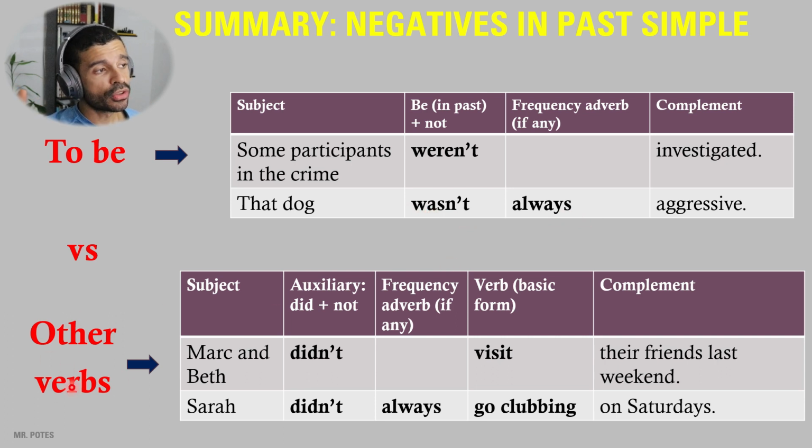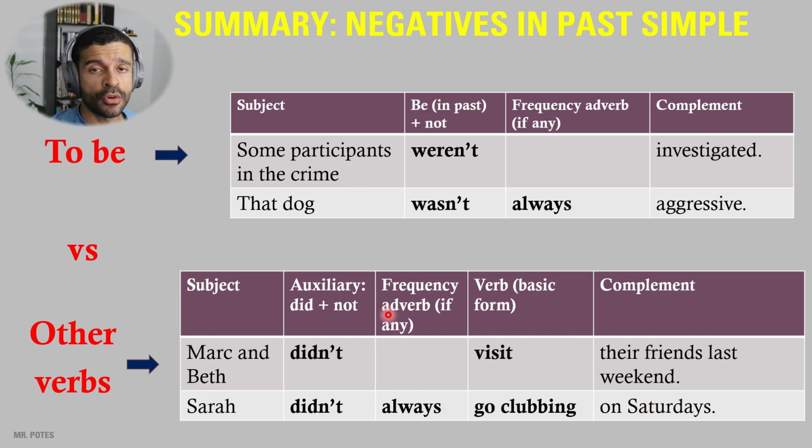Now, when we use other verbs, we have an extra word which is the auxiliary did, and it goes right after the subject. So, Mark and Beth, for example, didn't, which is the combination of did plus not, then the verb in the basic form, visit, and then complement. Mark and Beth didn't visit their friends last weekend. Sarah didn't always go clubbing on Saturday.